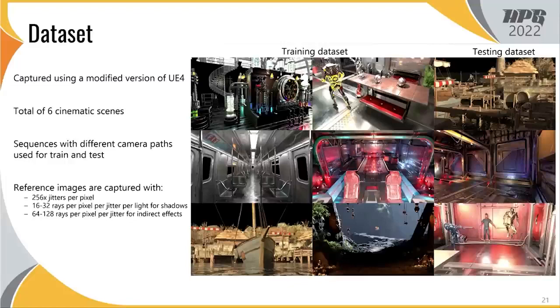To perform training, we generate all the dataset using a modified version of Unreal Engine 4. We captured several sequences with different camera paths from 6 cinematic scenes, and each sequence is labeled as train or test. The reference images are captured using 256 jitters per pixel. For shadows, we use 16 to 32 rays per pixel per jitter per light, and for reflections and diffuse GI, we use 64 to 128 rays per pixel per jitter.